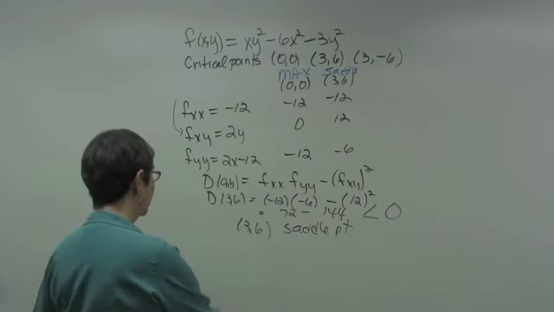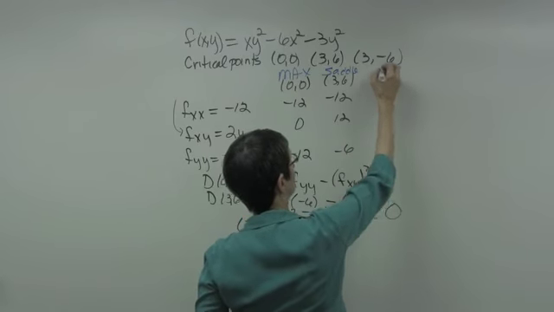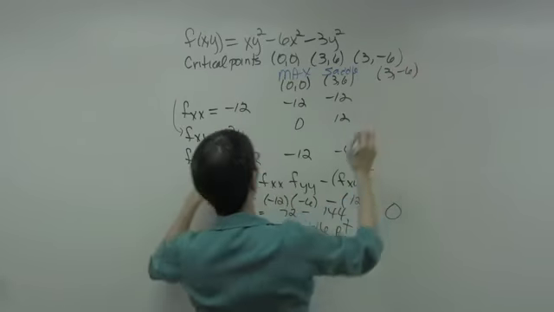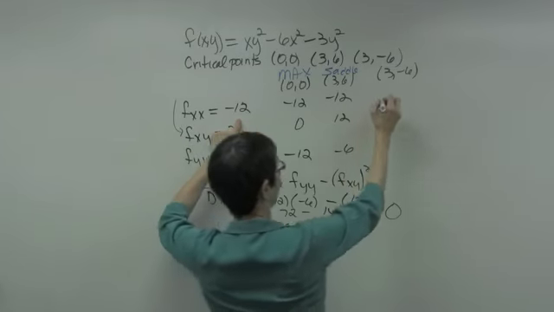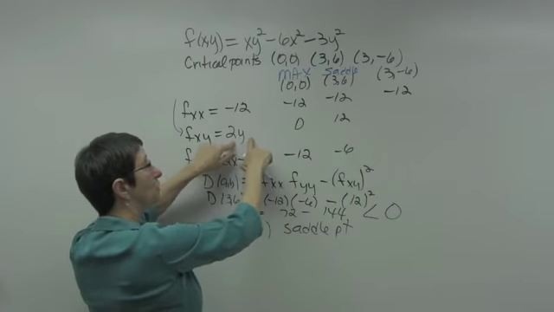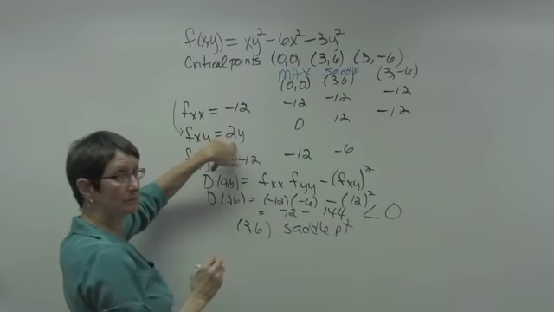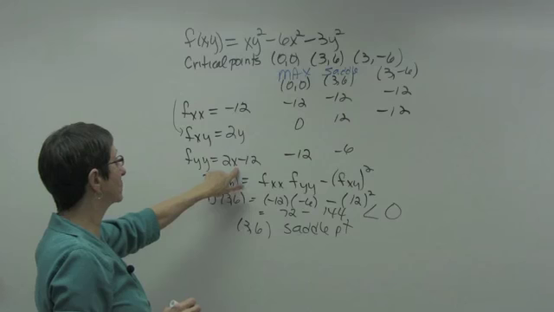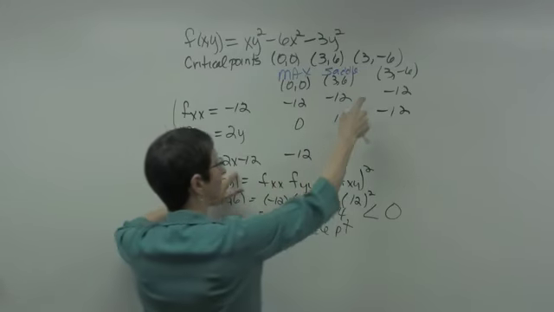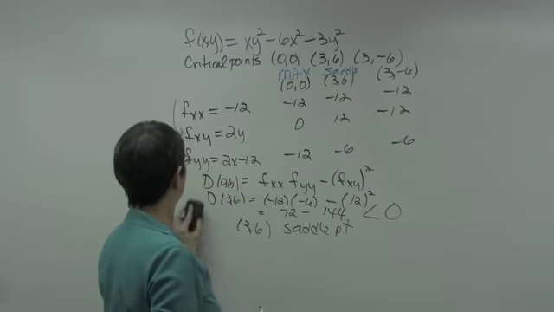Now, when you look at 3, negative 6, let's see how that's going to vary, if at all. fxx is still that constant, negative 12. fxy is 2y. I plug in negative 6, I get negative 12. fyy is 2x minus 12. Well, x is still 3, so 6 minus 12 is still negative 6.